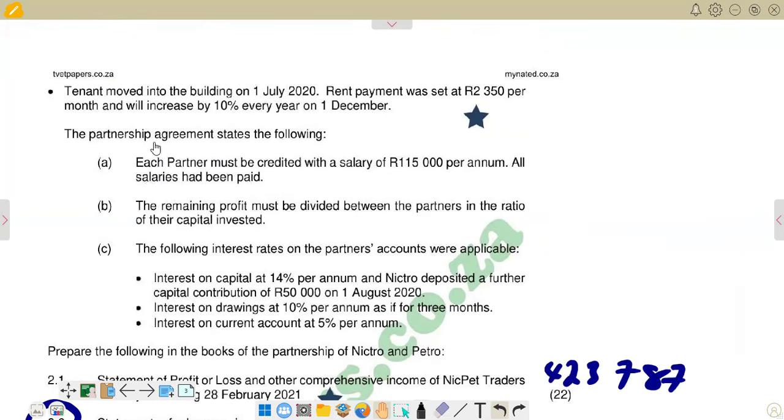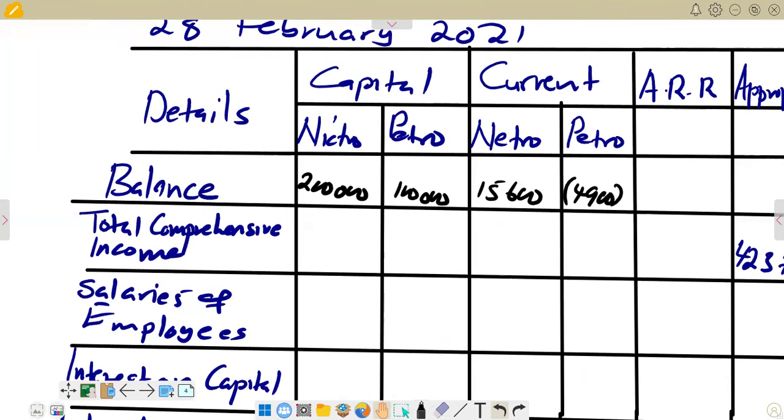So in this section of the partnership agreement, that's where we are going to get the calculations of interest on capital, interest on drawings. That's where the agreement will have been made, and then in terms of which partners are going to be given salaries. So you come here with A, each partner must be credited with a salary of 115,000 per annum. So what it means is 115,000 is the salary that is going to be given for each partner. So we are going to come here on the other section and put those figures as our salaries of employees. We have got 115.